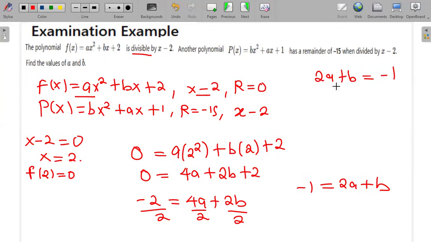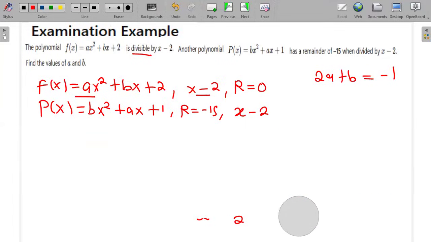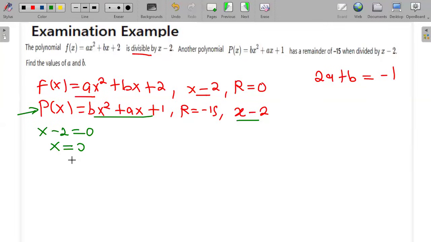Okay, where did we get this equation? We used the factor theorem. Okay, so now we go to the second part where we are using the remainder theorem to come up with an equation again. This one here. So here they said if I divide this by this, my remainder is this. So I get this x minus 2, I equate to 0. So x will just be equal to 2.